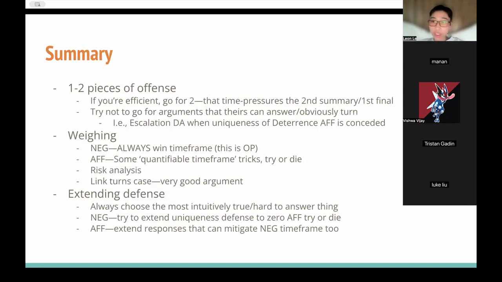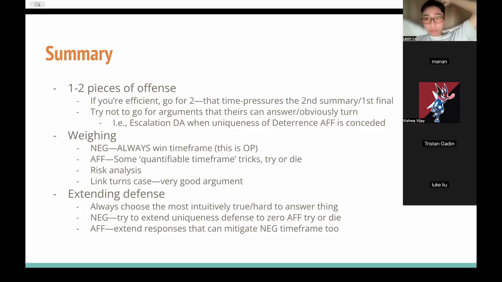So, in summary, in my opinion, you should go for 1 to 2 pieces of offense, and especially if you're efficient, you should try to go for two contentions or two pieces of offense, like a contention or a turn, because this would really time pressure the second summary or first final focus into having to respond to two arguments instead of just one, and they also have to weigh against both of those arguments, meaning that most of the time you get a positive time trade-off, or at least you get to pressure them into not doing other things as well.